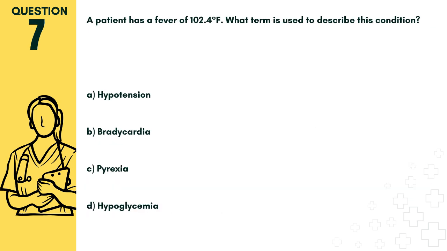Question 7. A patient has a fever of 102.4 degrees Fahrenheit. What term is used to describe this condition? A. Hypotension. B. Bradycardia. C. Pyrexia. D. Hypoglycemia.